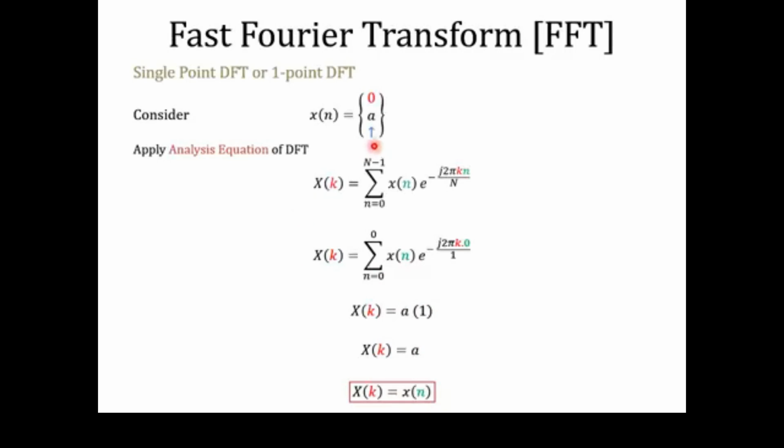So whenever we take a single point DFT of a given single point sequence, we will get the same value as an output. So x of n and x of k both will be exactly equal.